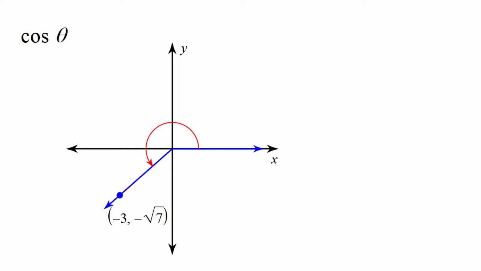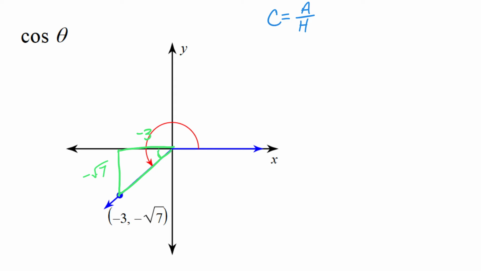So let's take a look at this cosine. Remember again, cosine is adjacent over hypotenuse. And if we were to construct our triangle here, we have an x value of -3 and a y value of the square root of 7.